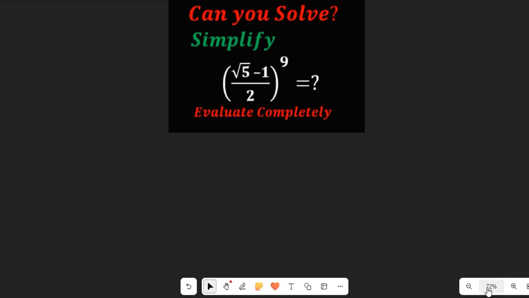Hello, let's use some logic in simplification and substitution in solving for the value of (square root of 5 minus 1) divided by 2. We are asked to evaluate completely.